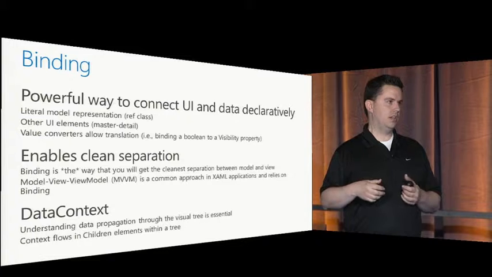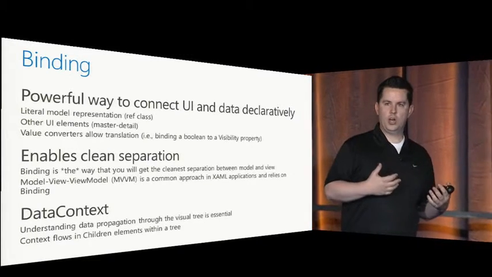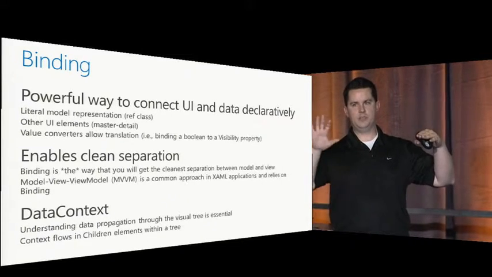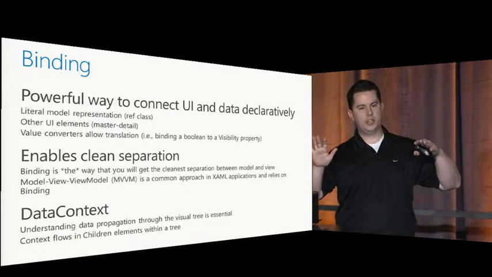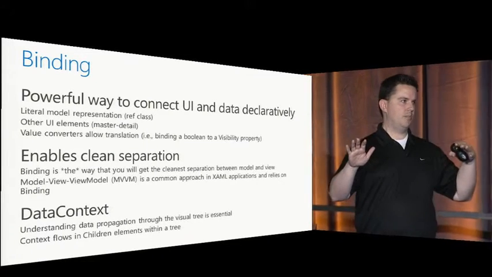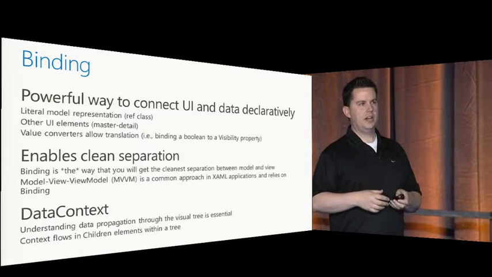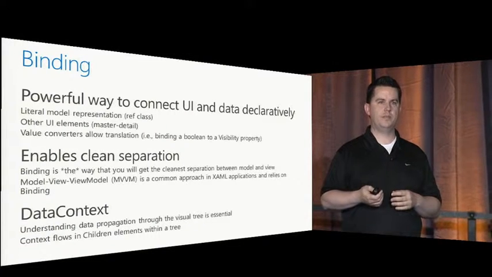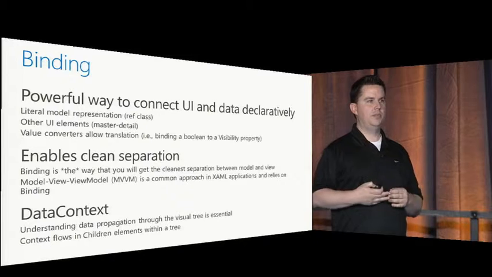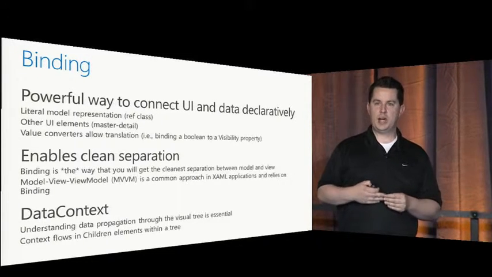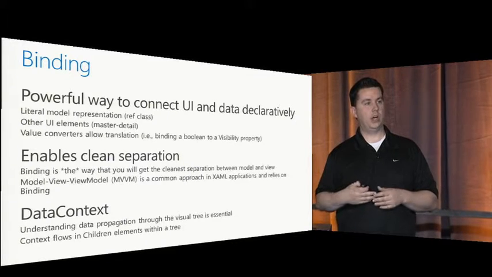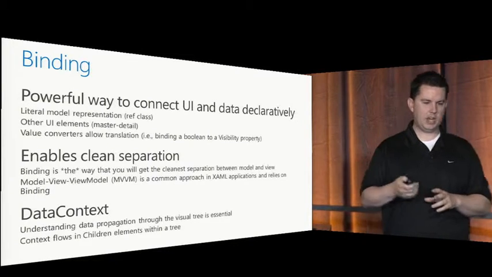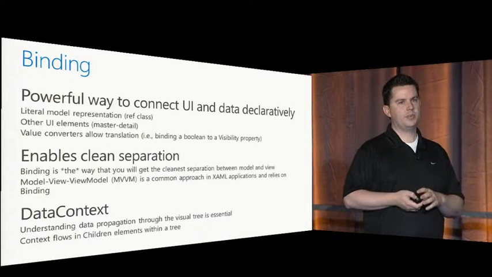Your data could be a literal model of data, so some ref class, or other UI elements. So I can have my split view, kind of a master detail view. As I select things, the view somewhere else is changing, and those elements are talking to each other. Binding is really used a lot to enable pattern development. How many people have heard of MVVM, or model view view model? It's a very popular development pattern for XAML applications, and binding enables that pattern very well, allowing a clean separation between your view, your view model and your model.